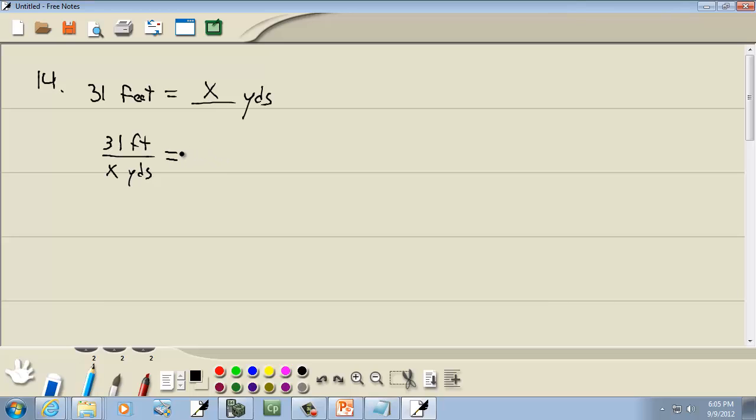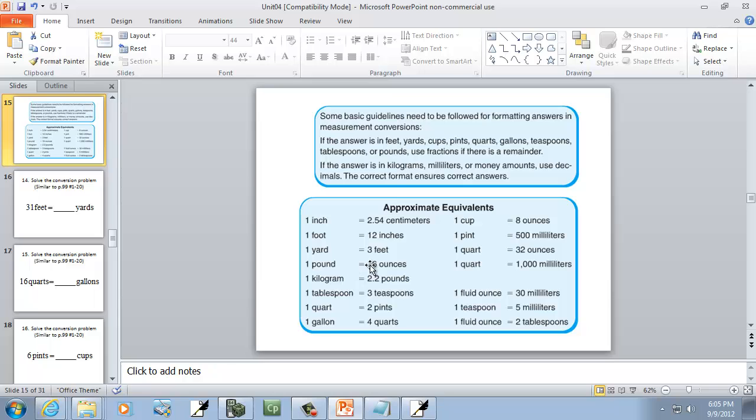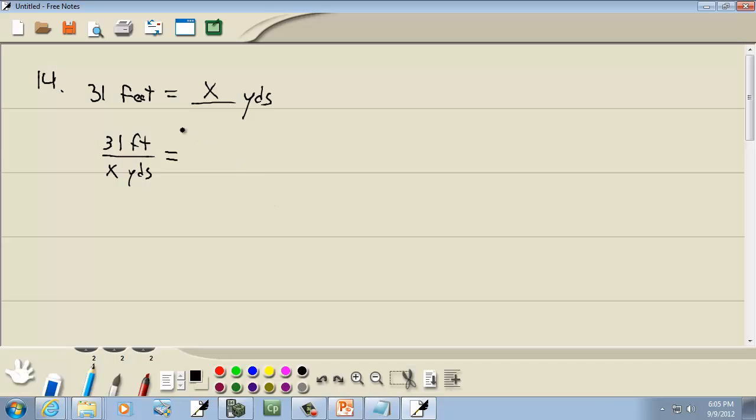And to set up as a proportion, I do an equals, and I look over here, and we said 3 feet is 1 yard. Feet is on top in this fraction, so the 3 feet has to be on top in this fraction. And this would be 1 yard. Okay, so feet, yards, has to be matching, just like you see right there. Well, if you have those, you can drop all the feet and yards, and we got 31 over x equals 3 over 1. And this is a proportion, so I can cross multiply.